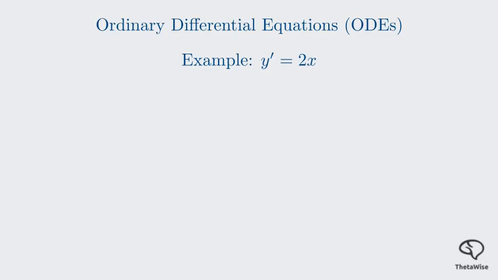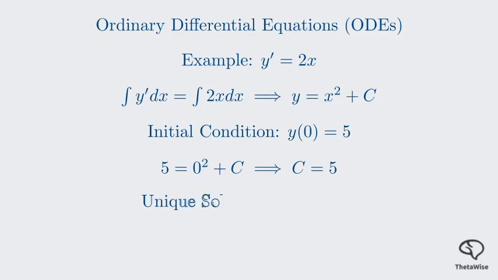In this simple case, we can find y by integrating both sides. Integrating y prime gives us y, and integrating 2x gives us x squared plus a constant of integration, c. So the solution is y equals x squared plus c. This is a family of solutions, and the constant c can be determined if we're given an initial condition, like y of 0 equals 5. Plugging in x equals 0 and y equals 5, we find that c must be 5. This gives us a unique solution, y equals x squared plus 5.